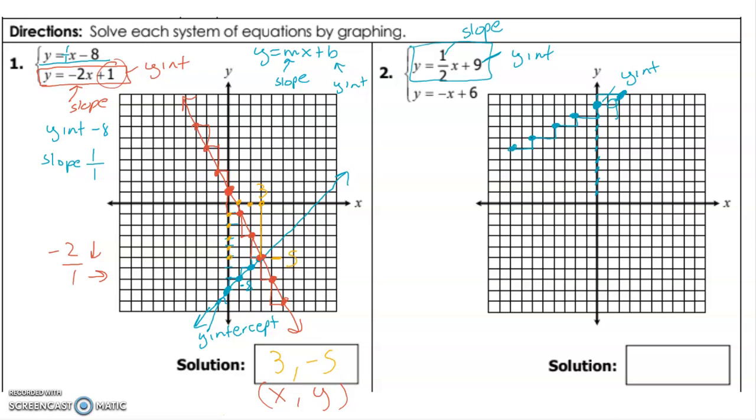When you're graphing, it's really important that you make your line as straight as possible. All right, now let's go ahead and graph the second line. So here I have a y-intercept of 6. Okay, so that means I need to go to 6 on my y-axis. So I have 1, 2, 3, 4, 5, 6. So right here, this dot is going to be my y-intercept, which is at 6.